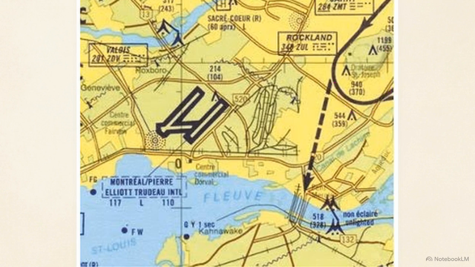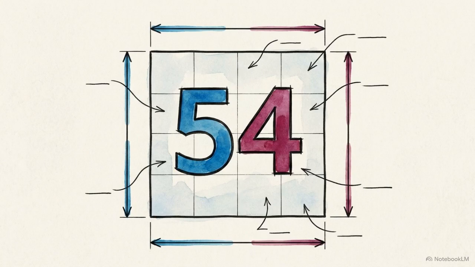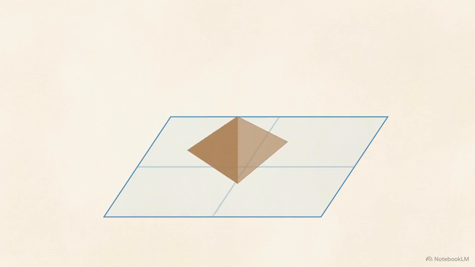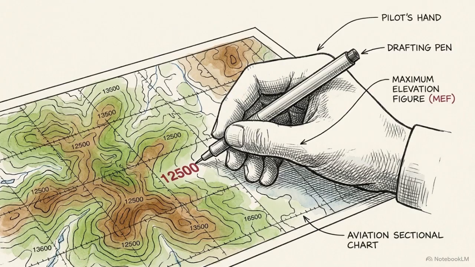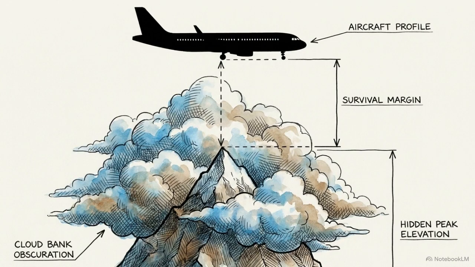Inside every mapped latitude and longitude quadrangle sits the maximum elevation figure. These bold 2-digit numbers denote the highest known terrain or physical obstruction within that specific boundary. Cartographers calculate the maximum elevation figure by locating the highest physical feature, then mathematically rounding up to the next 100 feet to provide a built-in safety buffer. By interpreting this topographical matrix of contour lines, tints, and elevation figures, a pilot establishes a minimum 500-foot vertical survival margin over threats they cannot yet see.